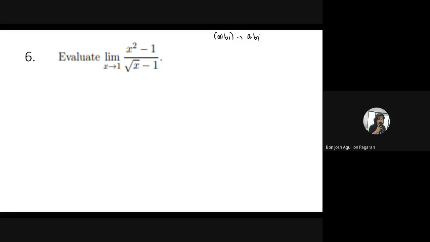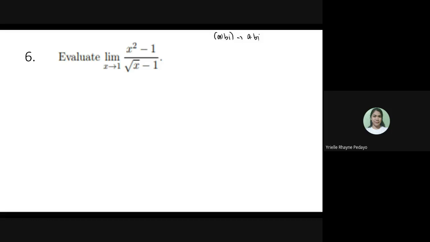What's the opposite of the denominator? 1 minus square root of x. Why is it when you say opposite, hindi siya babaliktarin. Square root of x plus 1. That's correct. So we are going to multiply the numerator and the denominator by the conjugate of the denominator.